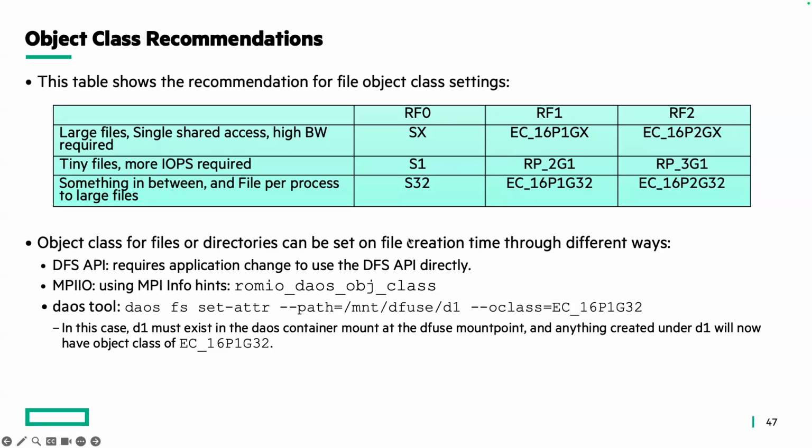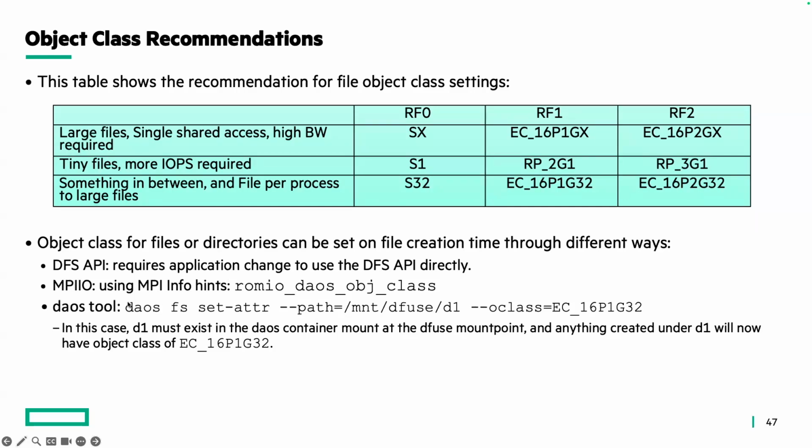So how do you change the object class at runtime after you create the container? There are several ways you can do it. With the DFS API, the file create API lets you select the object class, but most users are not using the DFS API. With MPI-IO, there's an info hint that you can set for the DAOS object class. Usually you can set it either programmatically or through an environment variable. That lets you change it if you're using MPI-IO.